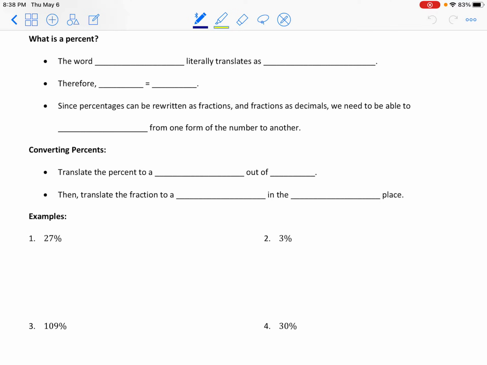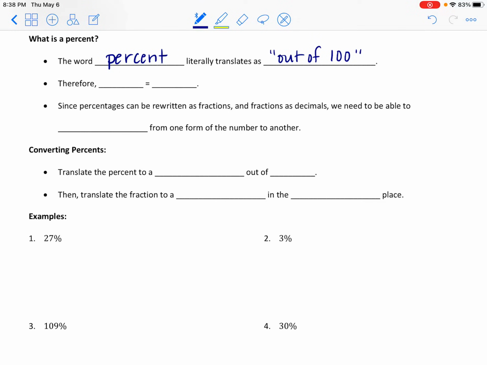So the word percent has a literal translation. I don't know if this is commonly known, but the word percent literally translates into out of 100. It translates as out of, or sometimes people say per, 100.